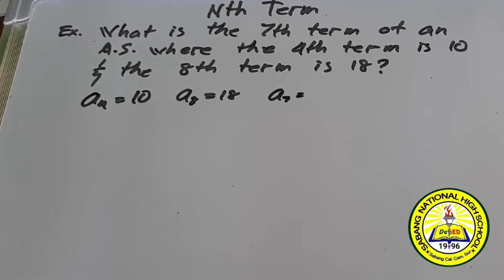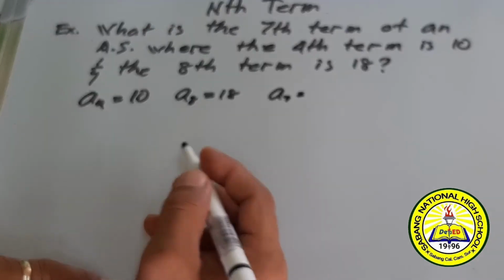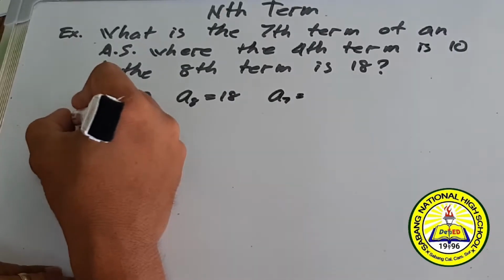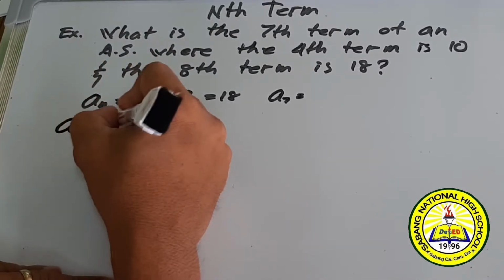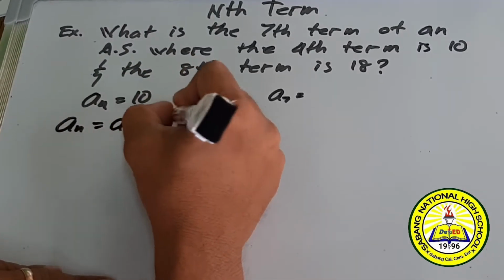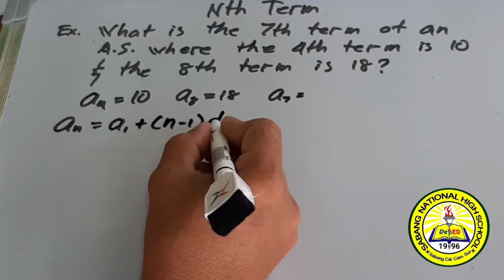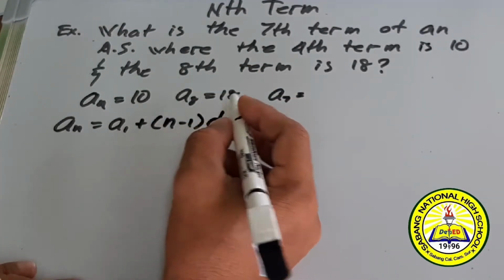But the problem is we don't know what the common difference is, and the givens are the fourth term and the eighth term. Okay, so first, we are going to find the common difference. To find the common difference, we are going back to the formula a sub n is equal to a sub 1 plus the quantity of n minus 1 times the common difference. This is our task, find the common difference.